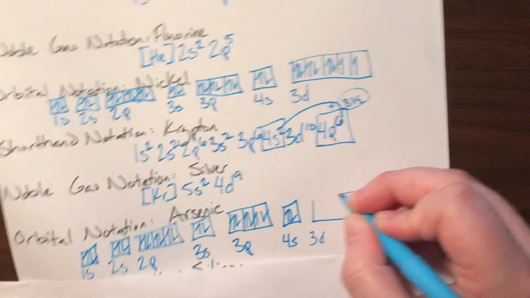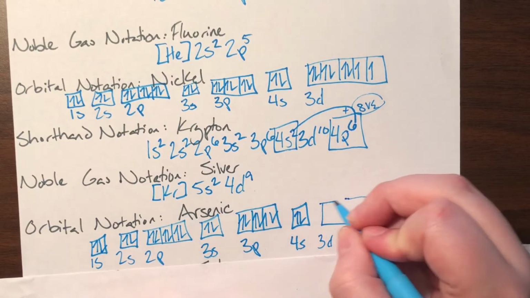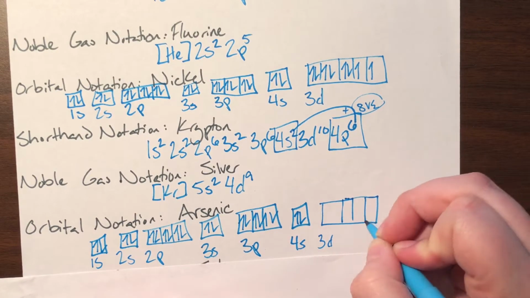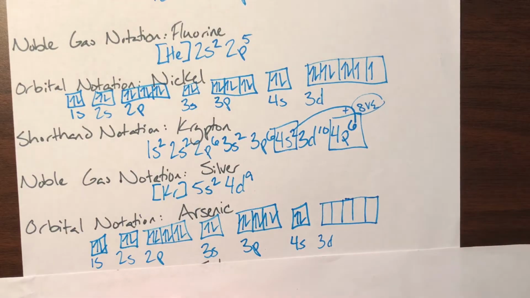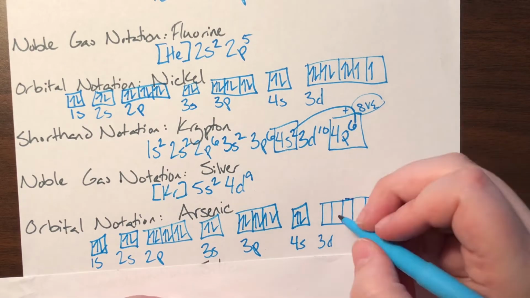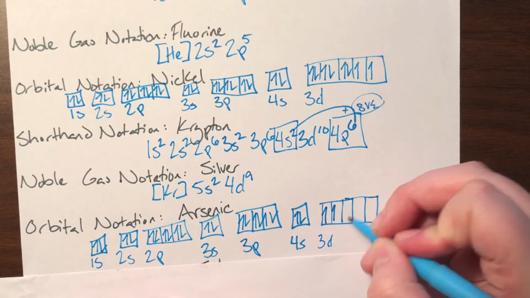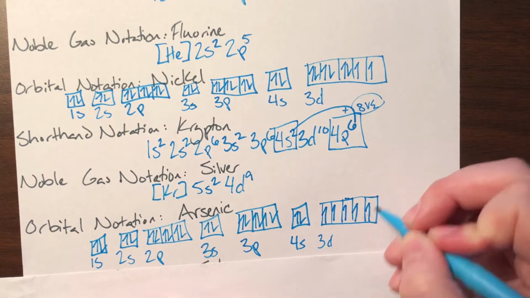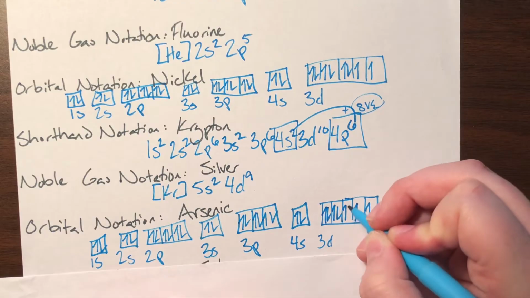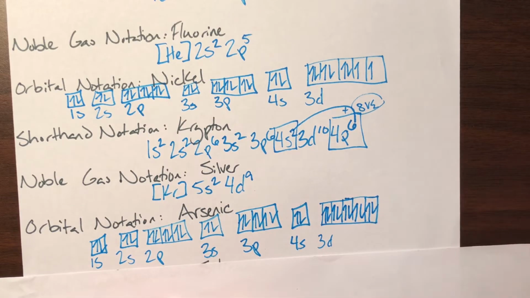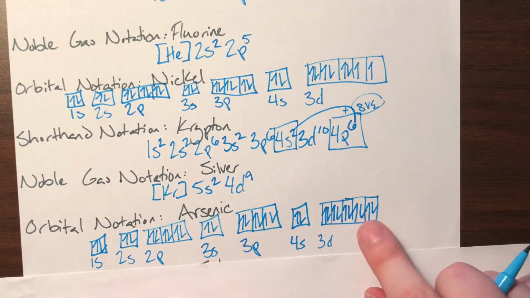My d block again has 5 boxes inside of it, and I'm going to do my best to leave them alone for as long as possible, but I do need to completely fill this. So first, second, third, fourth, fifth, 6th, 7th, 8th, 9th, 10th electrons will fill like this.